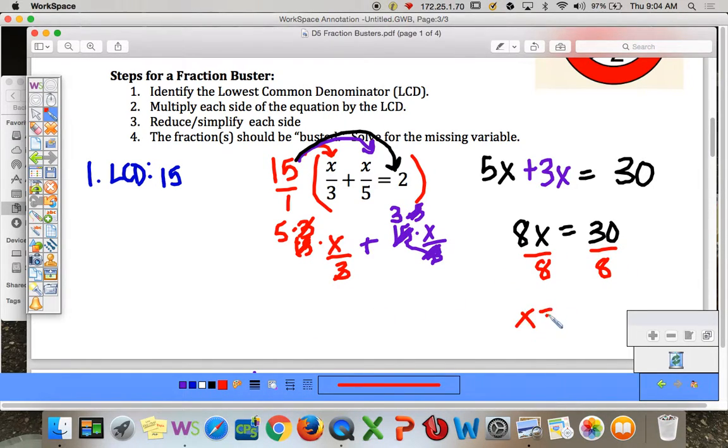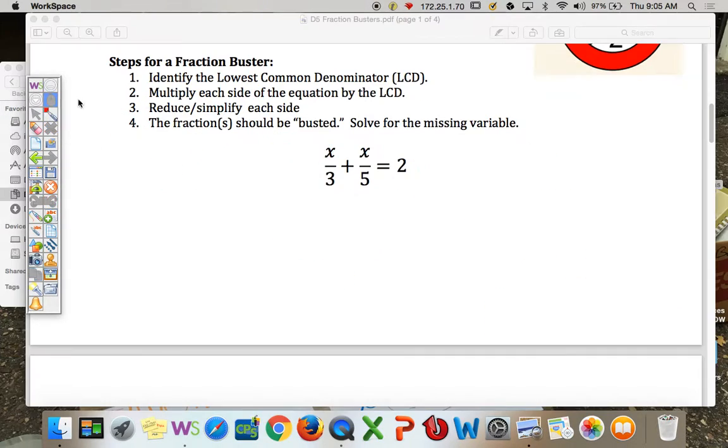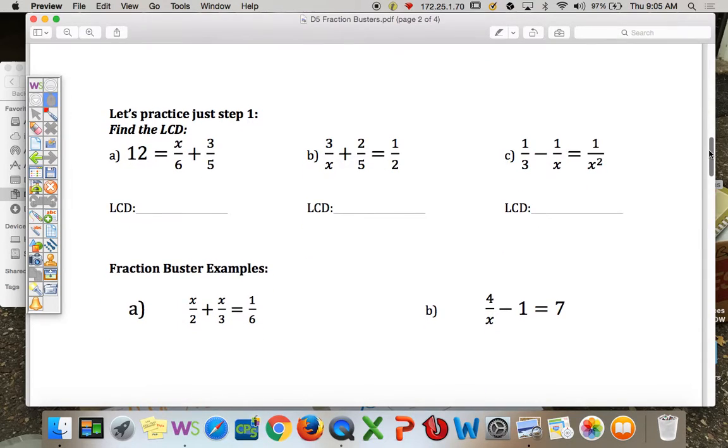And you get your answer. So let me calculate that. 30 divided by 8 is 3.75. So these are the steps. These are the 4 steps that I just did right here. We're going to practice these, and we're going to spend 2 days on this fraction buster idea.